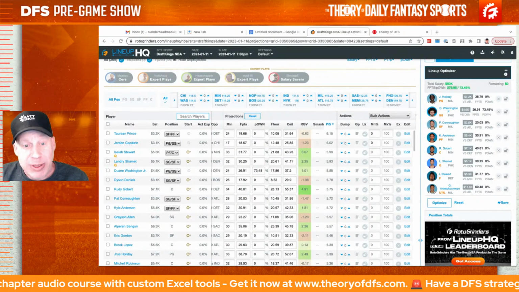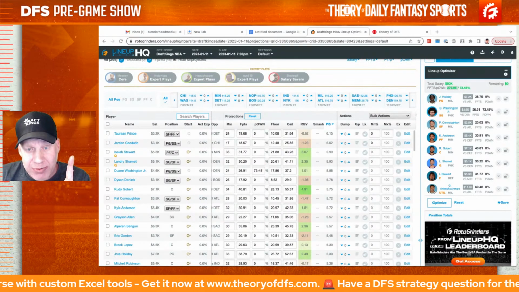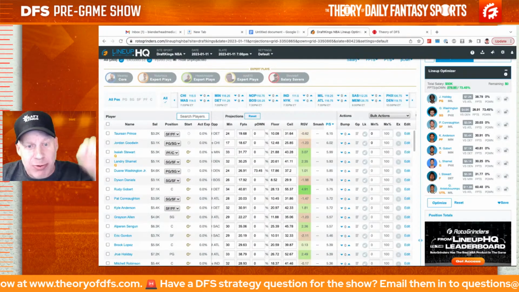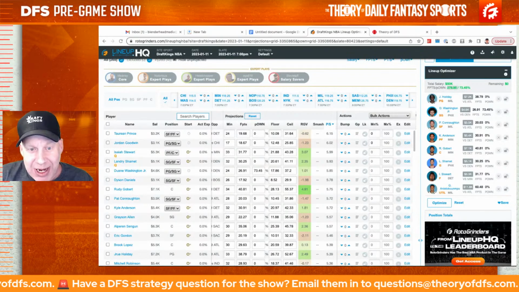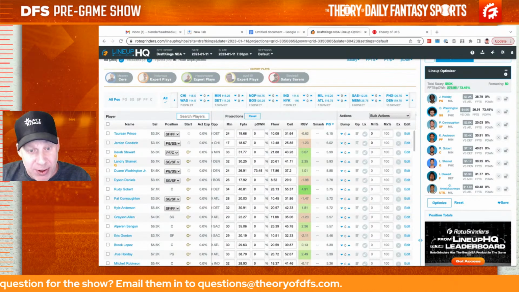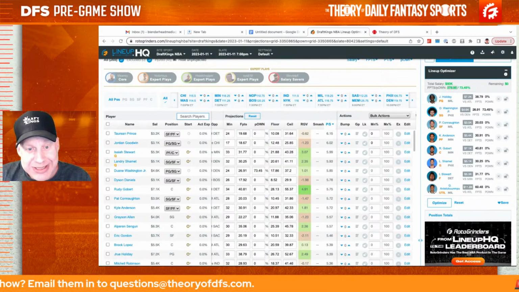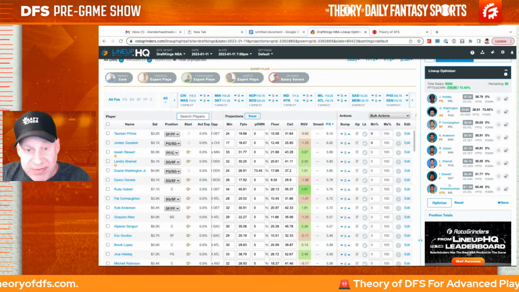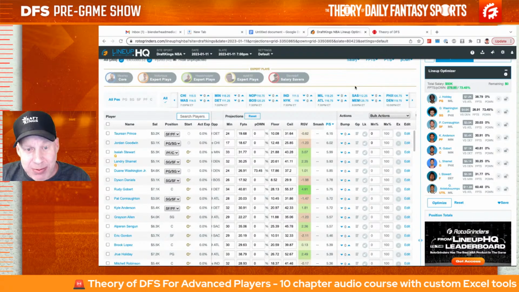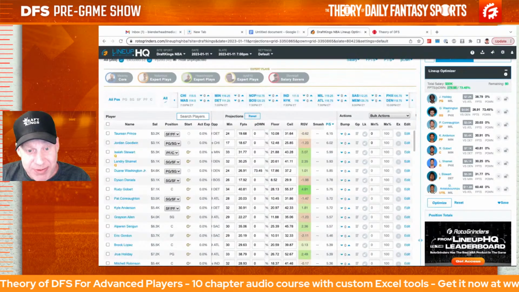Salary adjusted value is similar to point per dollar value, but it needs to take into account the salary of the player, right? Point per dollar is just, if a 3K player projects for 30, that's 10x. If a 3K player projects for 15, that's 5x, right? But there's a big difference between the 3K player projecting for 15 and projecting for 30.